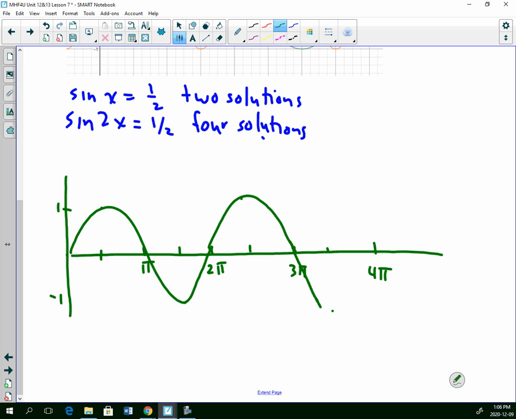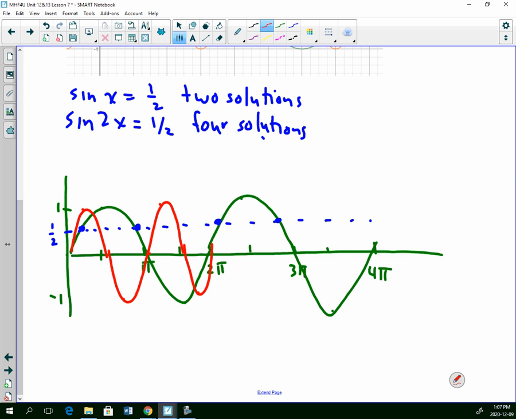So if I were just doing sine x, I would have to draw it twice to get 4 answers, right? So here's a half. In order to get 4 answers, I would have to draw the graph from 0 to 4 pi, and then once I got my answers, I could then compress it between 0 and 2 pi.